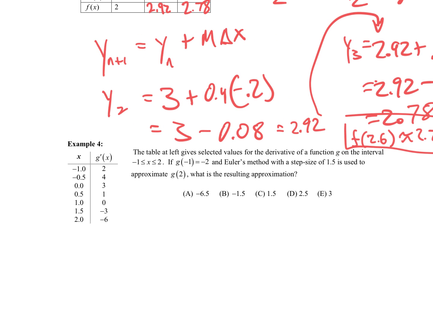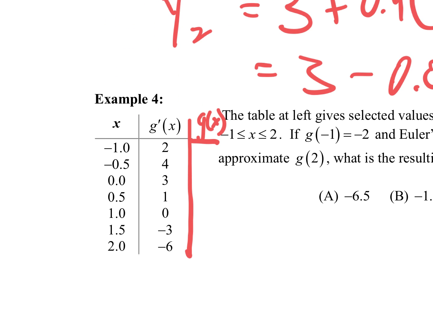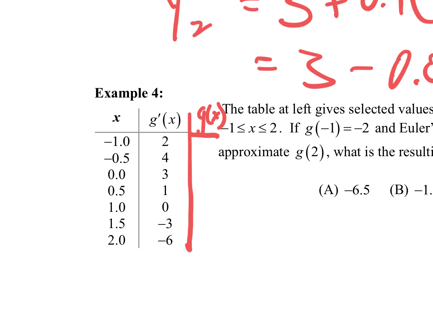All right. So here's a table giving us the rate of change for these different x values. Okay, and the directions say the table left gives selected values for the derivative of a function g on the interval from negative 2 to 1. If g of negative 1 equals negative 2, and Euler's method with a step size of 1.5 is used to approximate g of 2, what is the resulting approximation? So you might find it useful to have a g of x column here. And we'll start with putting our negative 2 in here.